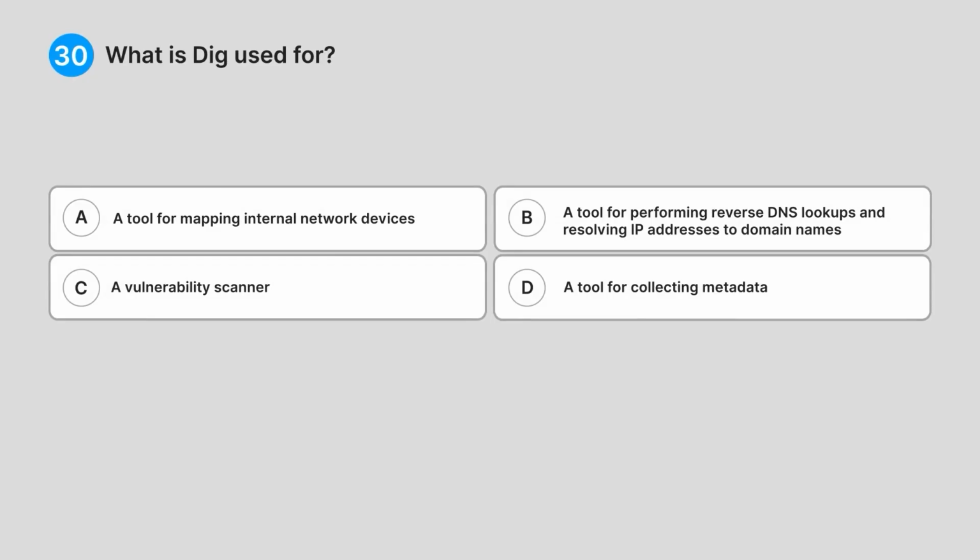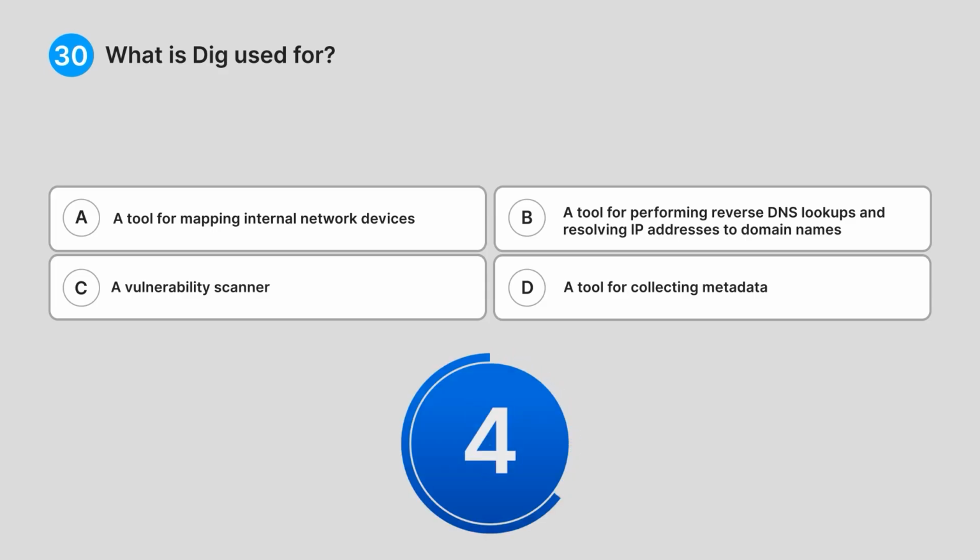30. What is DIG used for? A, a tool for mapping internal network devices. B, a tool for performing reverse DNS lookups and resolving IP addresses to domain names. C, a vulnerability scanner. D, a tool for collecting metadata. Do you know the answer?